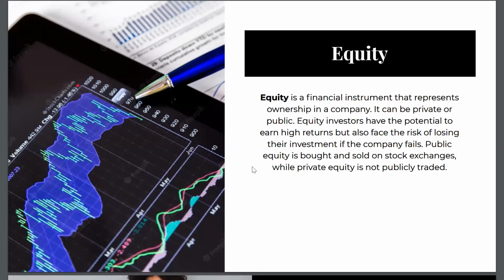money in the company, in the business, in a startup, and they're not sure if the business is going to work or not. That's why they invest their own money. So it depends on their choice. And while private equity is not publicly traded.